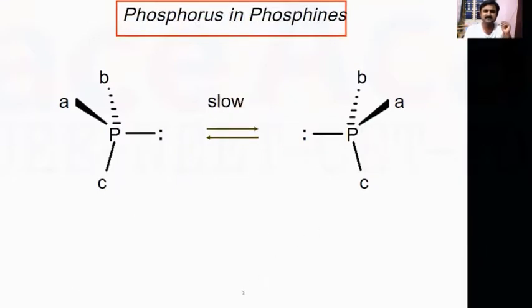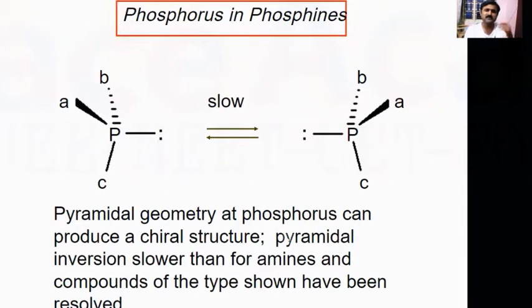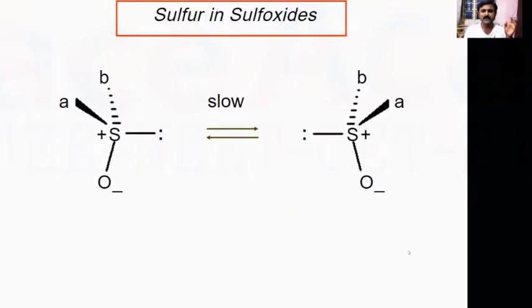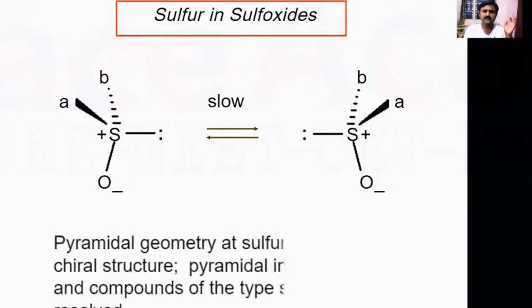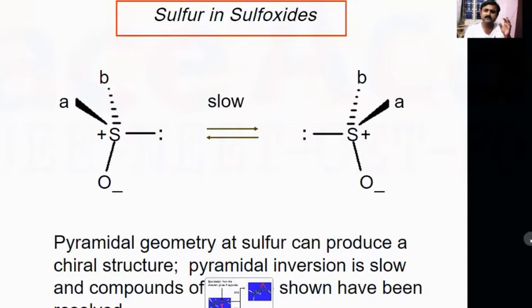Phosphorus in phosphines. Here is a phosphorus compound. Phosphine, like nitrogen, has pyramidal geometry, so phosphorus can produce a chiral center. Pyramidal inversion is slower than for amines, and compounds of the type shown have been resolved. Sulfur in sulfoxides: here is an example. Pyramidal geometry of sulfur can produce a chiral structure. Pyramidal inversion is slow and compounds of the type shown have been resolved.